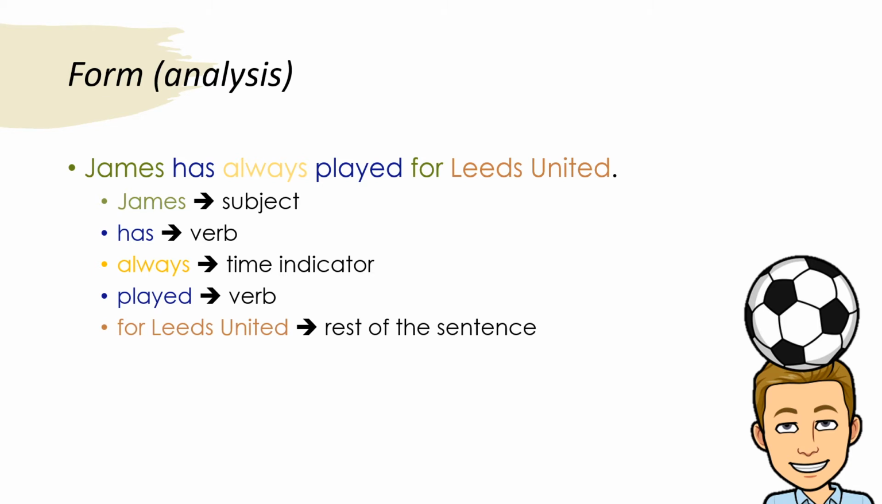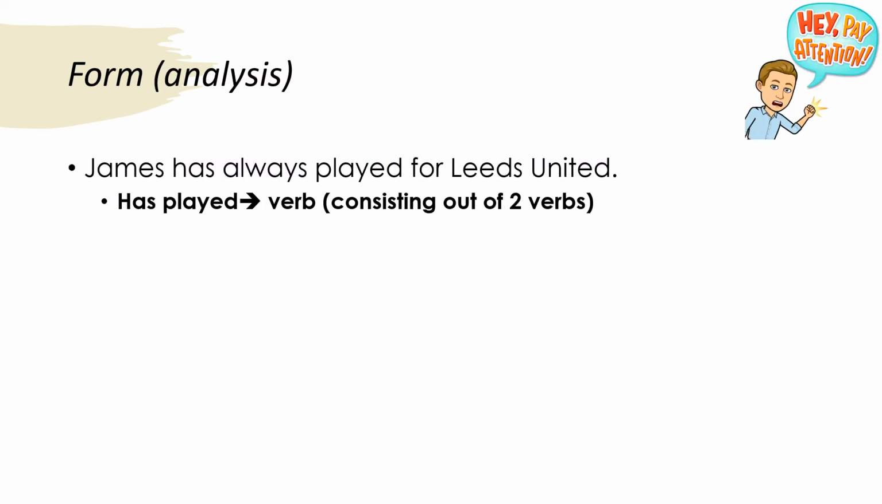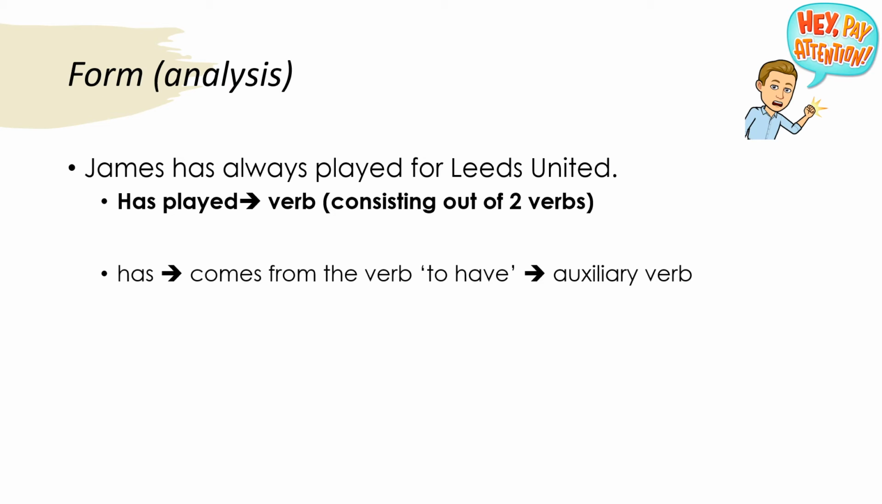For now, it is important that we focus on the verb. In this case, the verb is has played. This means the verb is consisting out of 2 verbs. Let's continue with this information and analyze them further. The first part in this example is has. This comes from the verb to have. We call this part the auxiliary verb and is always conjugated in the present simple.